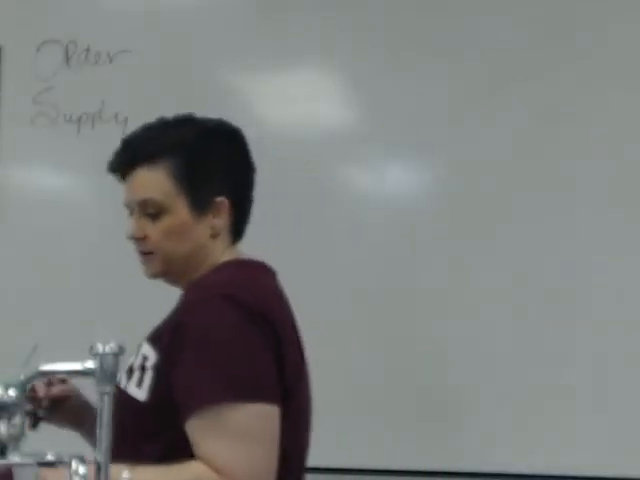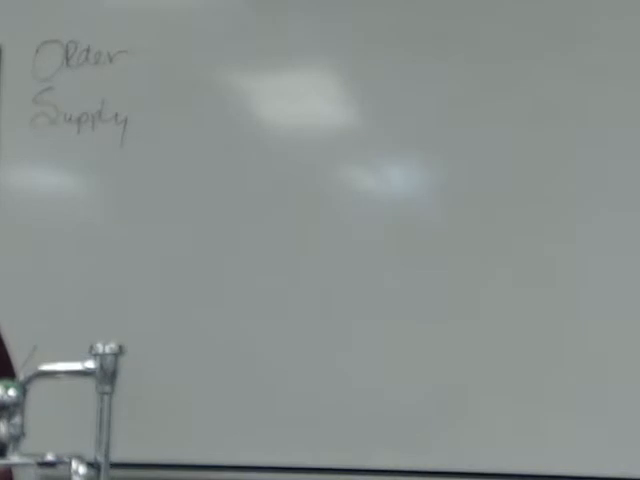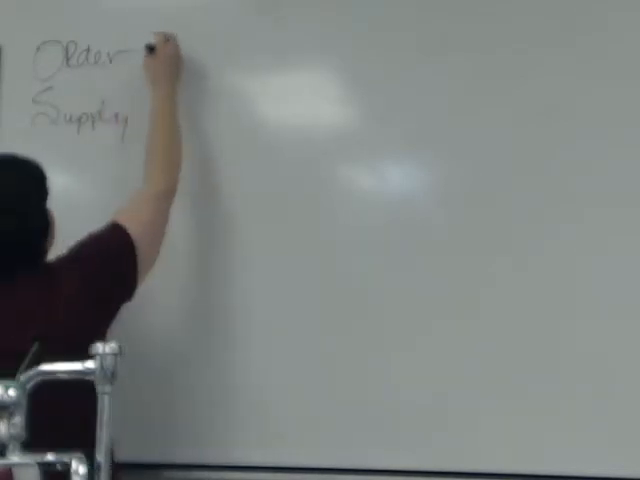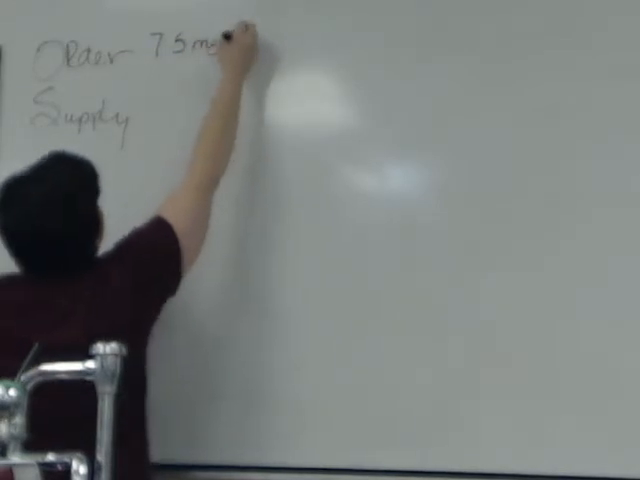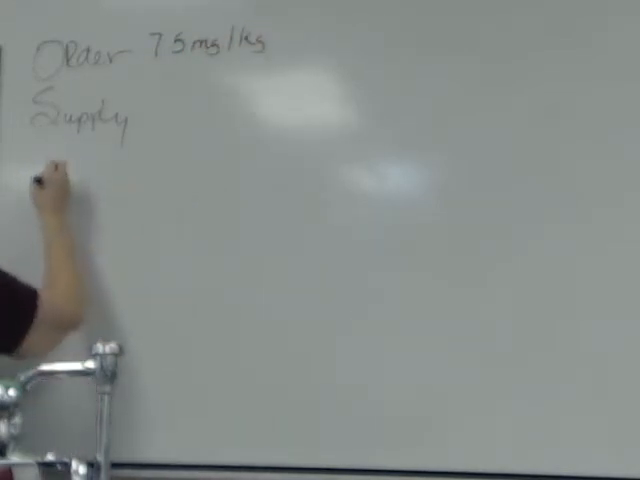So, let's go ahead and we're going to work number 9, and I have number 9 circled because it's kind of a sketchy problem, so I'm going to apologize in advance. Okay, so we're going to start off with our order at 7.5 milligrams per kilogram. So we know we're going to have a weight, so I'm going to write weight down here.